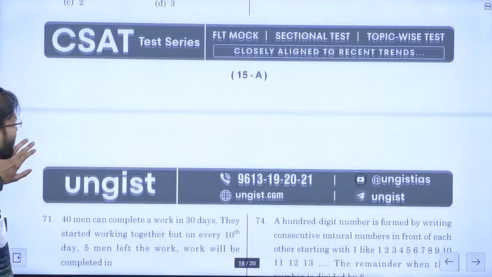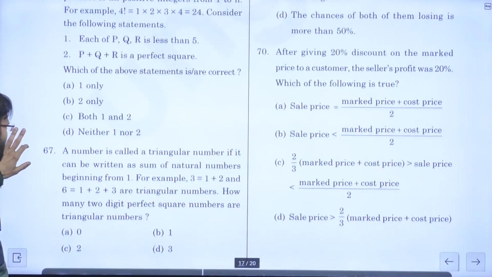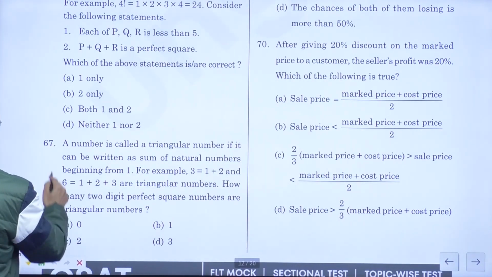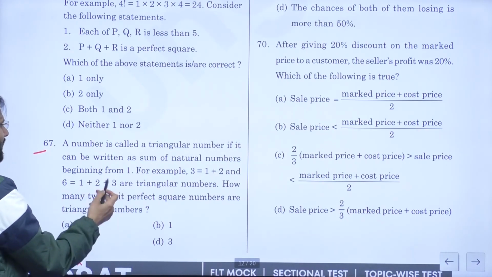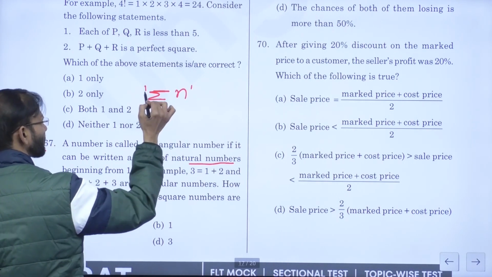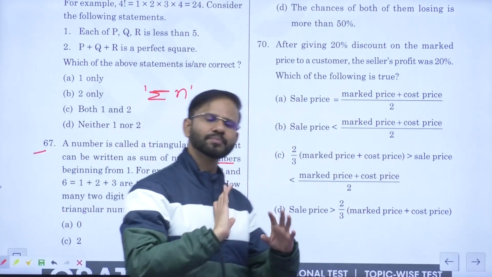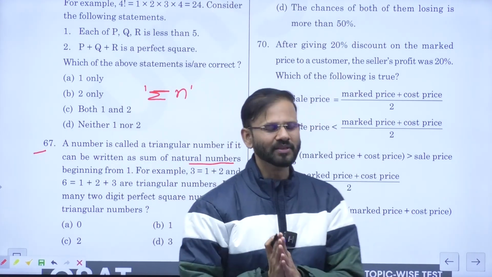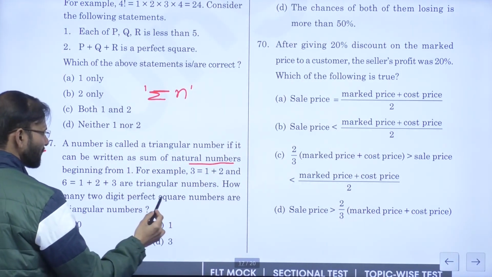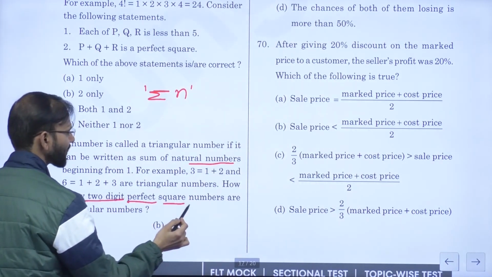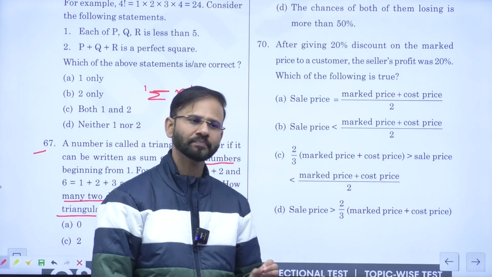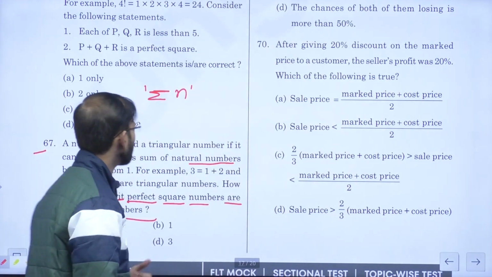guys, after that, just look at these questions. Question number 67 is saying a number is called a triangular number if it can be written as the sum of the natural numbers. Guys, the sum of the natural numbers is known as sigma n. So here sigma n is being written as the triangular number. So the question is saying how many 2-digit perfect square numbers are the triangular numbers? Everyone, just think about it.